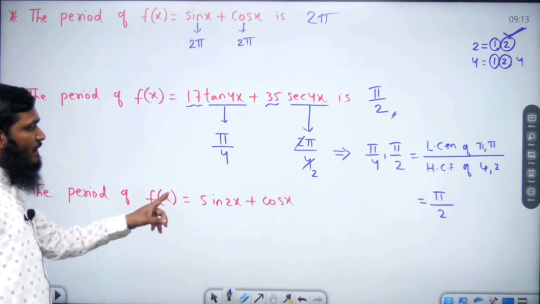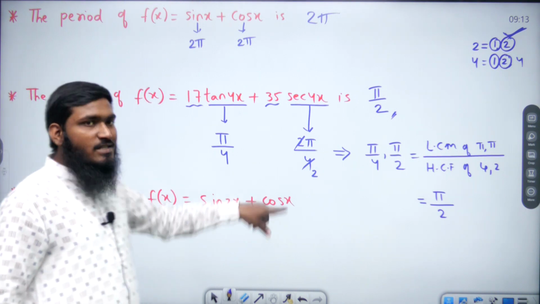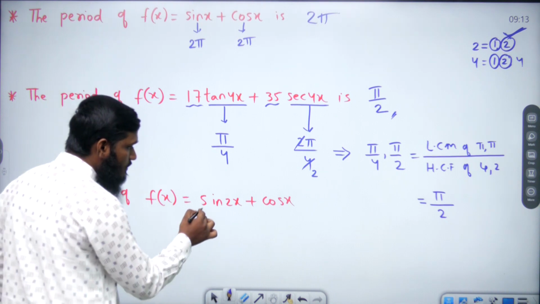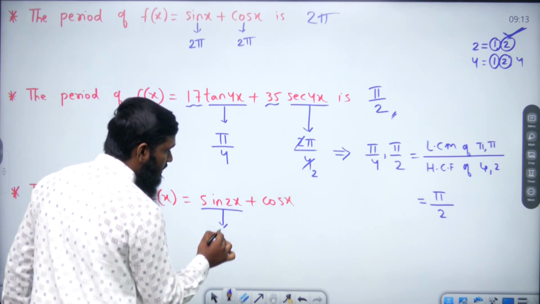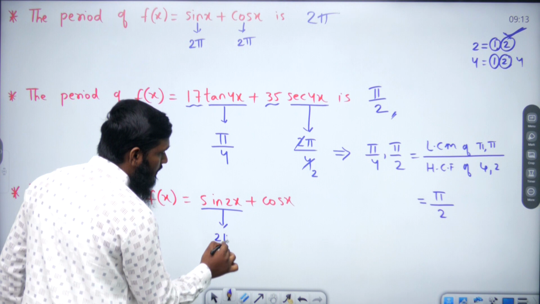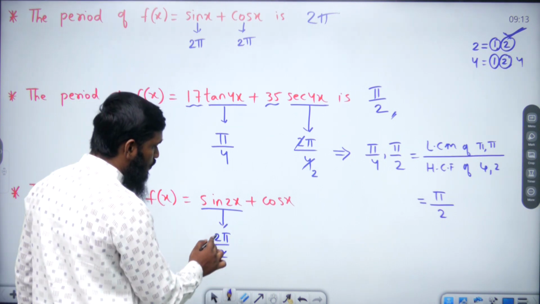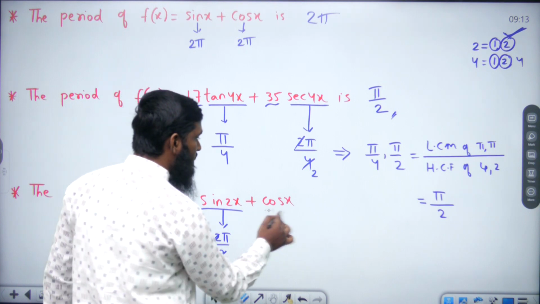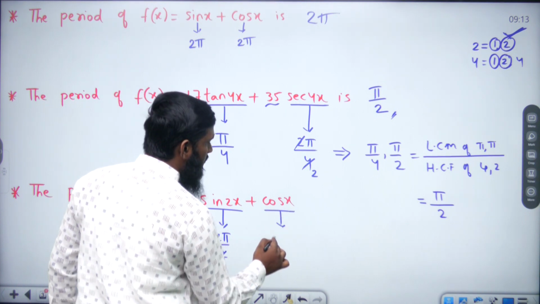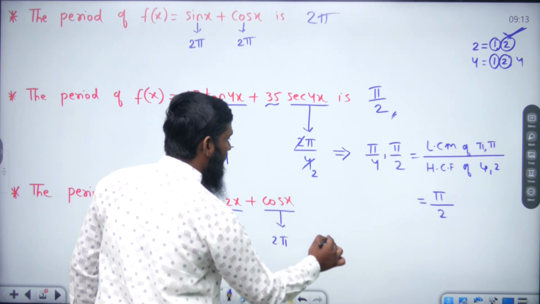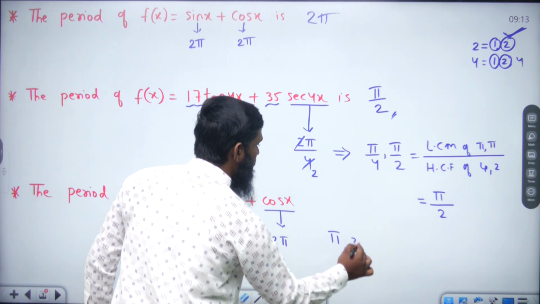The period of f of x is equal to sine 2x plus cos x. So for this part, what period are we getting? 2 pi divided by 2. 2 pi divided by 2 means, the 2 gets cancelled, pi. And for this function, what is the period we have? It is 2 pi. So one is pi and the second is 2 pi.